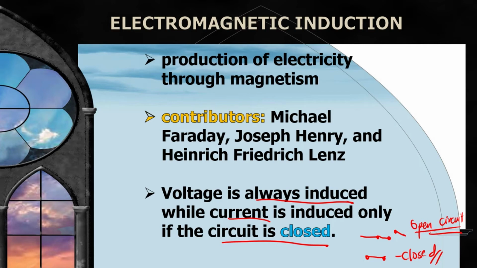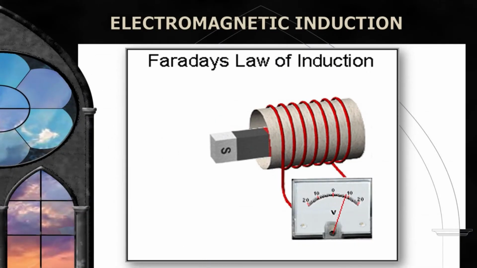working. Here's an example of a GIF showing electromagnetic induction by Faraday's law. According to him, when you put a magnet inside this coil of wires, you will notice that the voltmeter moves to the right side. While when you remove the magnet from the coil of wires, the voltmeter moves to the left side.